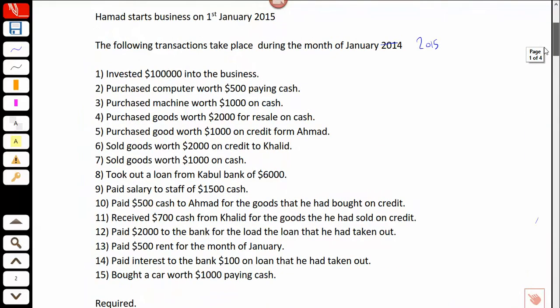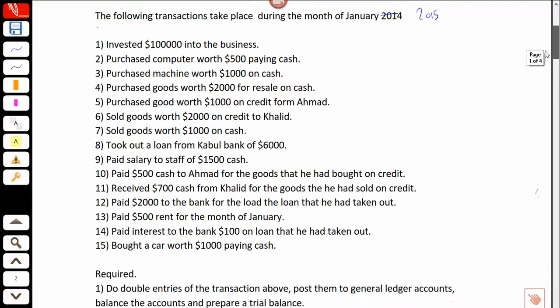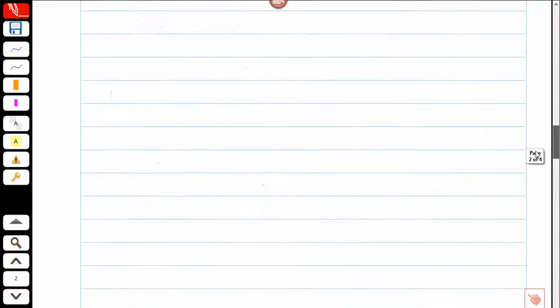Next, purchased goods worth 2,000 for resale on cash. Let me explain what goods are. Goods are things or items bought for resale. And the things bought for resale are called purchases. In the books we call them purchases. And it is an expense.